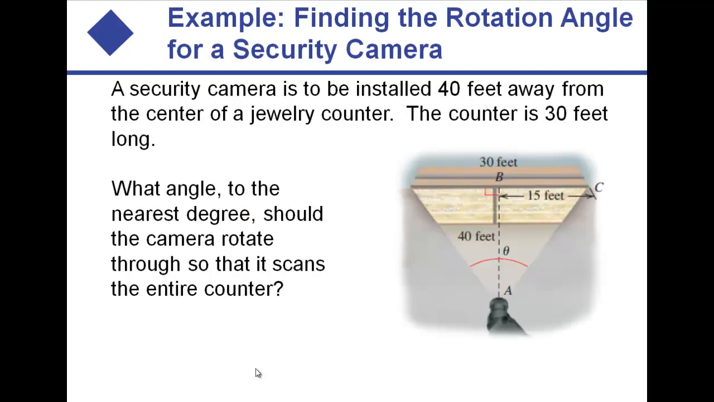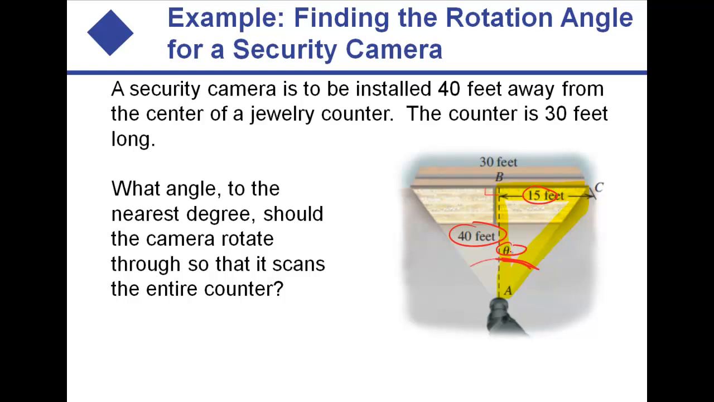Okay, one last example. A security camera is 40 feet away from the counter. The counter's 30 feet long. What angle to the nearest degree should the camera rotate through so that it scans the entire counter? Well, we can break that in half and look at two different triangles. The triangle on the right, and we look at just that piece, we get this distance of 15 feet. We're still 40 feet away, and now we have some angle theta that's just this distance here, not the whole thing.